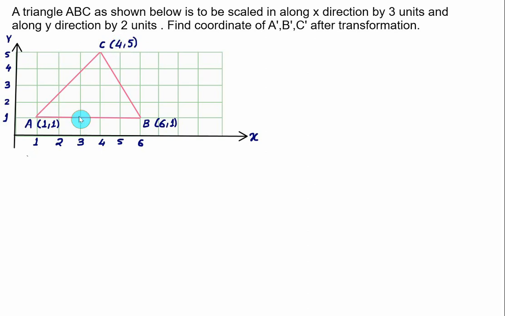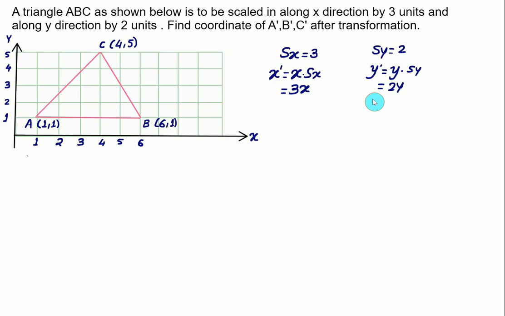So we have to do the scaling of this given triangle. We know that here we have Sx, the scaling factor along the x-axis, given as 3 unit, and the scaling along the y-axis is given as 2 unit. Whenever we do the scaling, x prime is given as x multiplied by Sx and y prime is given as y multiplied by Sy. Since Sx equals 3, x prime is 3 times x, and y prime is Sy, that is 2 times y.